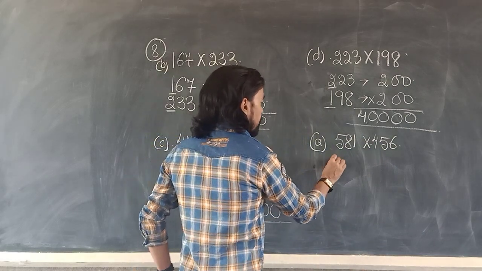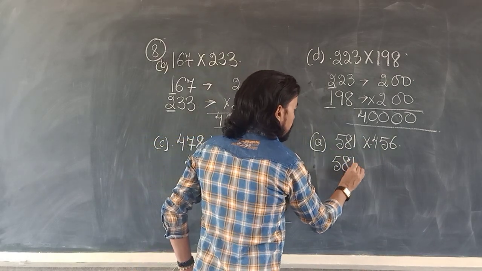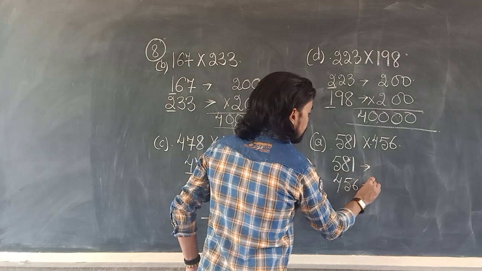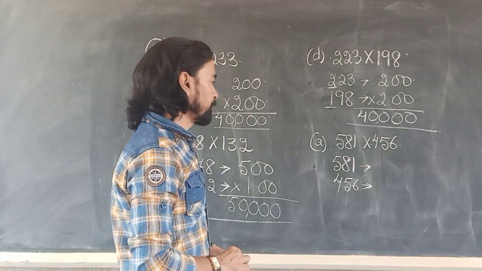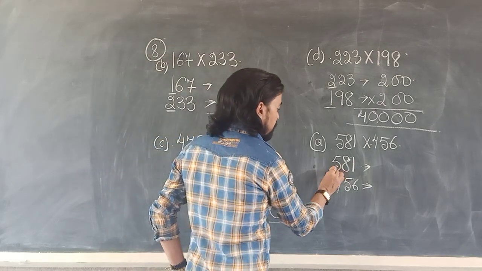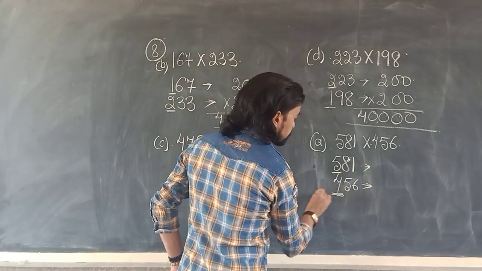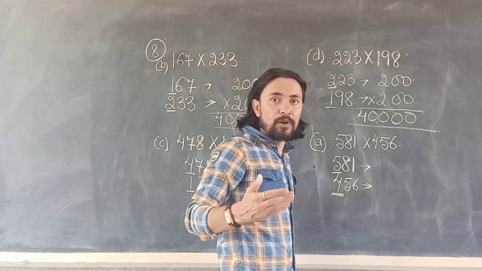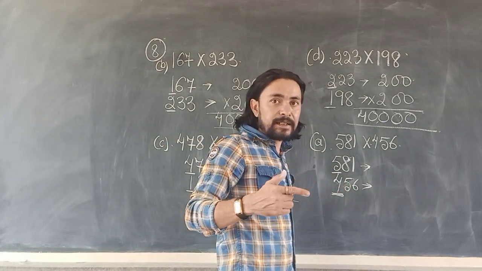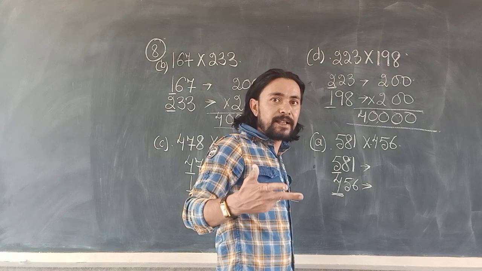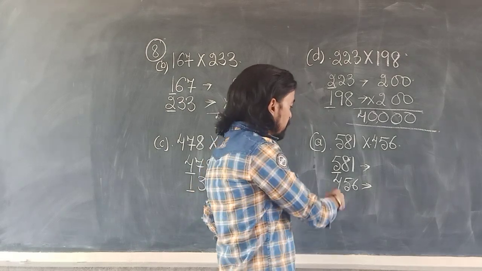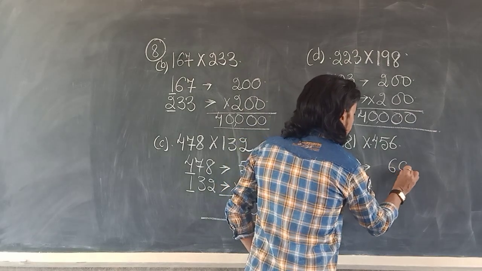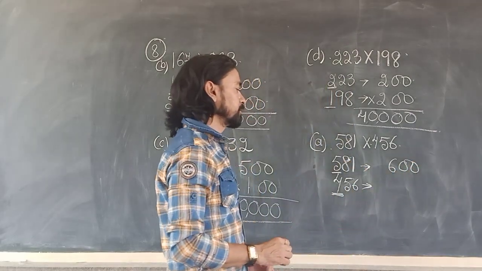Let's go to part A. 581 and 456 and underline the hundreds place value. Now after the 5 comes 8. 8 falls in the second category, that is 5, 6, 7, 8 and 9. So this 5 will increase by 1. It will become 6 and the others will become 0.